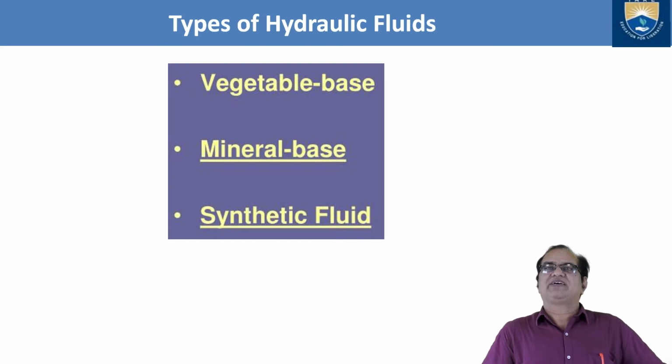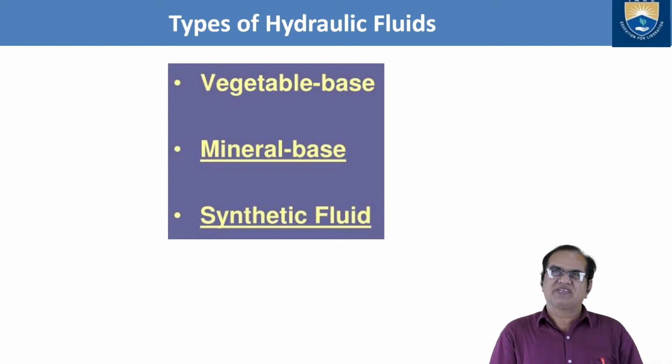Now, other types of hydraulic fluids, we have seen: vegetable base, mineral base, and synthetic base. Normally we don't use the vegetable base because its flash point and fire point are very low. We use the mineral base, but mineral base has a medium flash point and fire point. But if you use synthetic fluids, the flash point and fire point are quite higher.